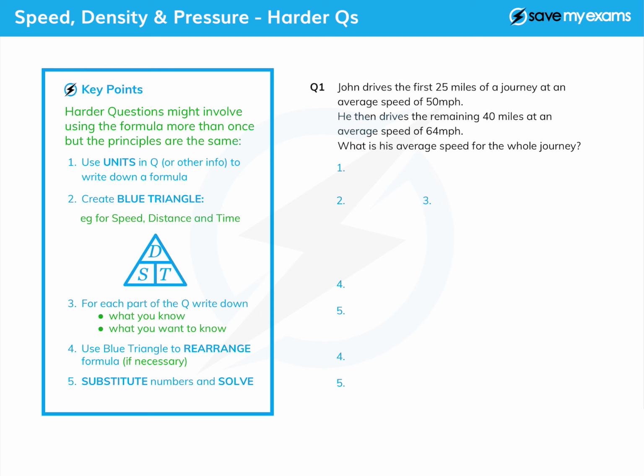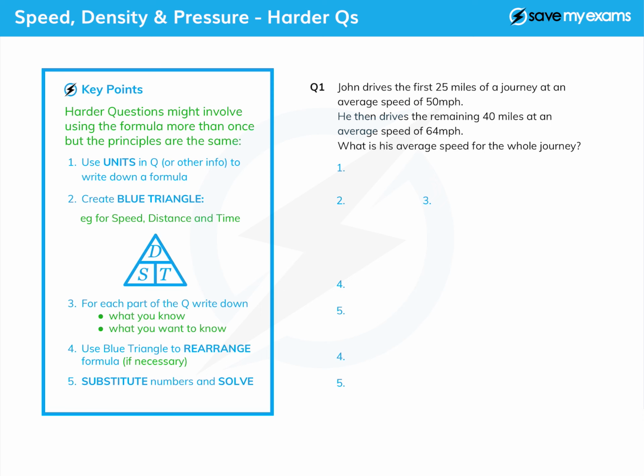So the first question, we've got John driving 25 miles at an average speed of 50 miles per hour, 40 miles at an average speed of 64 miles an hour, and we're asked what his average speed for the whole journey is. So clearly a speed, distance, time problem.